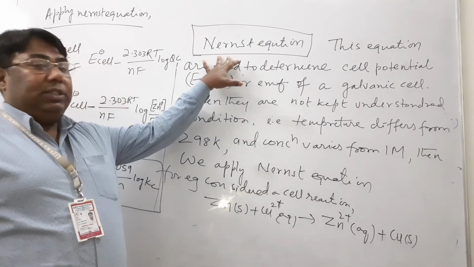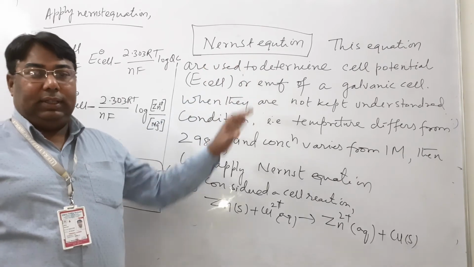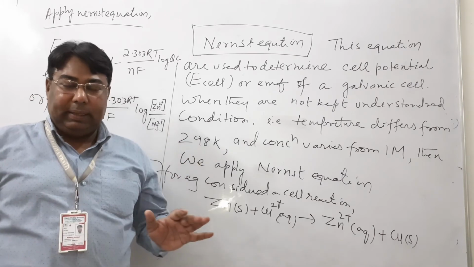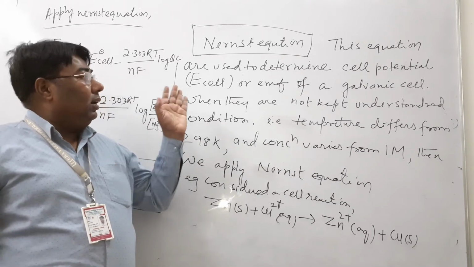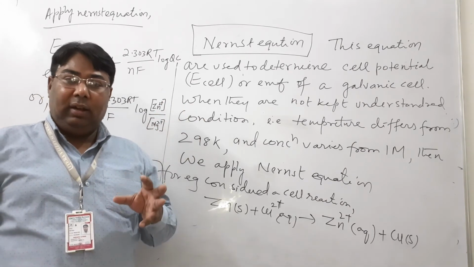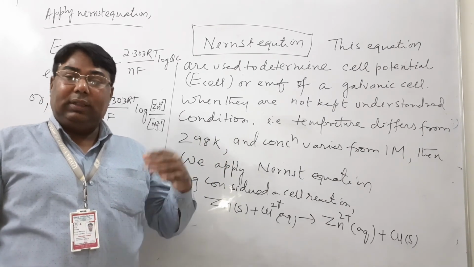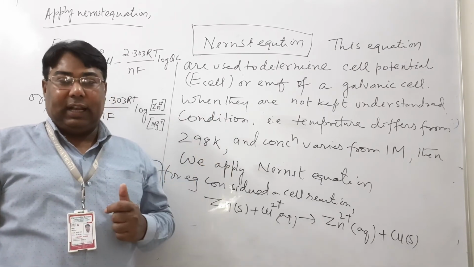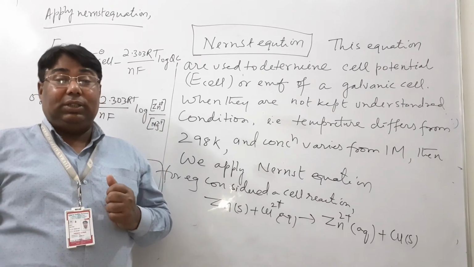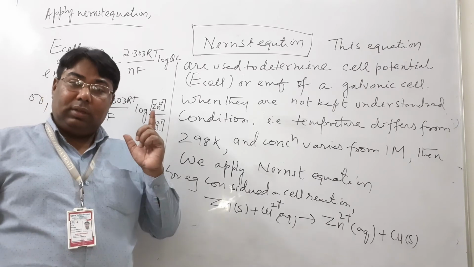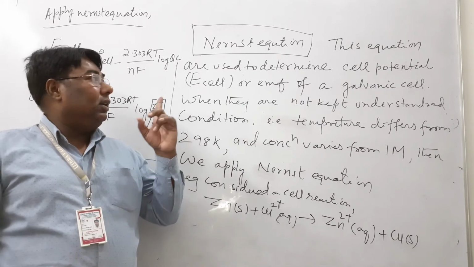Now we start discussions about the Nernst equation. This is another important concept or theory related to the galvanic cell. Nernst equations are used to determine the cell potential of a galvanic cell when they are not kept in standard conditions, that means temperature differs from 298 Kelvin, or concentration varies from 1 M. Then in this condition we find out the cell potential or EMF of a galvanic cell by applying the Nernst equation.